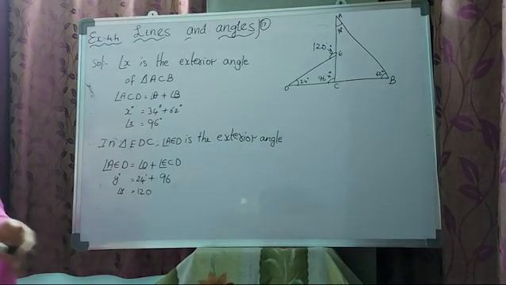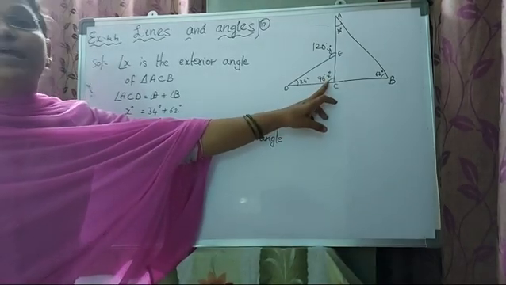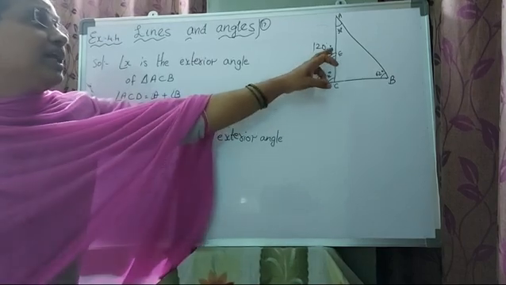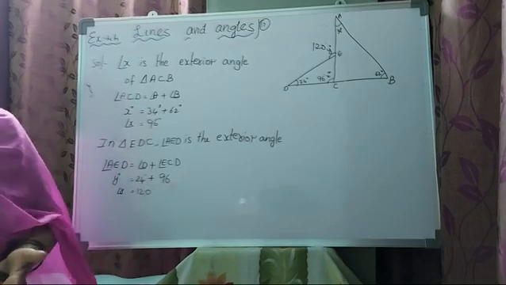Just see, in this problem, it is a very simple thing. You have to find out the exterior angle. That's all. For this triangle, this is the exterior angle. For this triangle, this is the exterior angle. If you find the exterior angle, you will get the X and Y values.